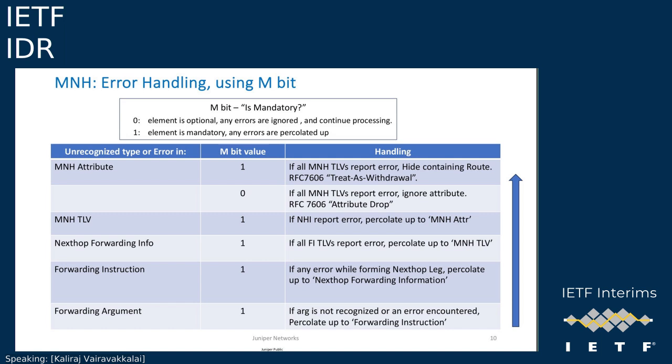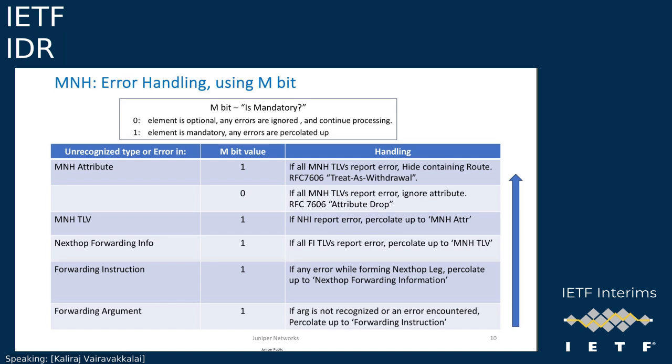The MNH attribute also has the same mbit, which says whether the route should be kept as hidden with treat-as-withdraw semantics, or the route can be processed further by ignoring the MNH attribute and dropping it. In any of these circumstances, we don't bounce a session or take any other harsh measures like that, because we are able to semantically parse the MNH properly. We're just taking decisions on how to handle errors in a simple and hierarchical manner.